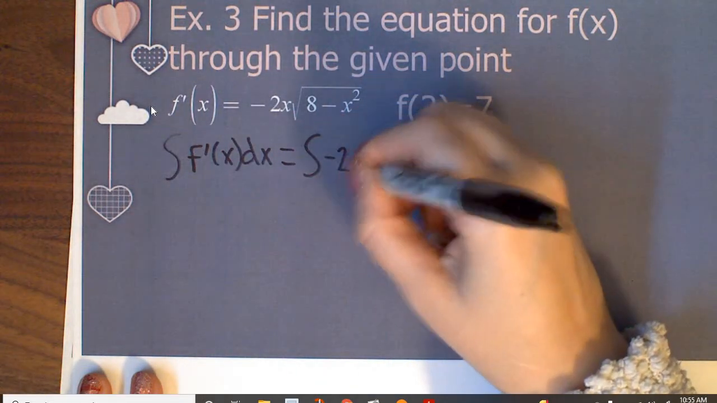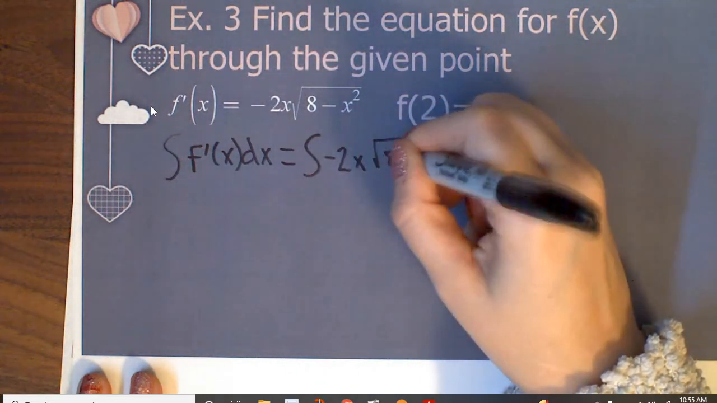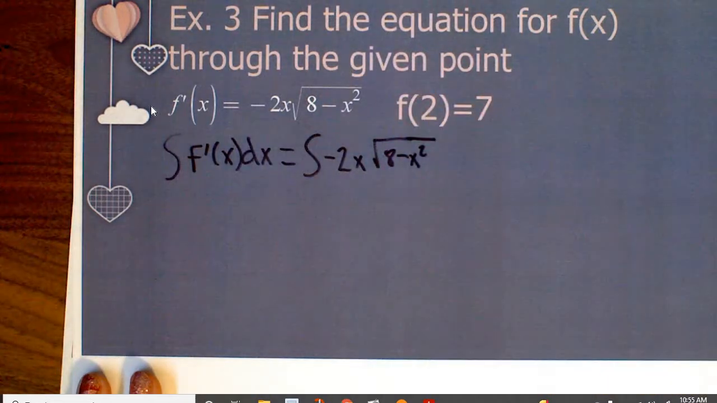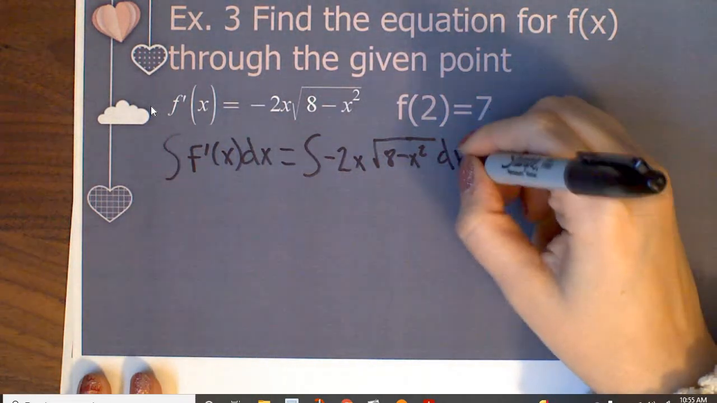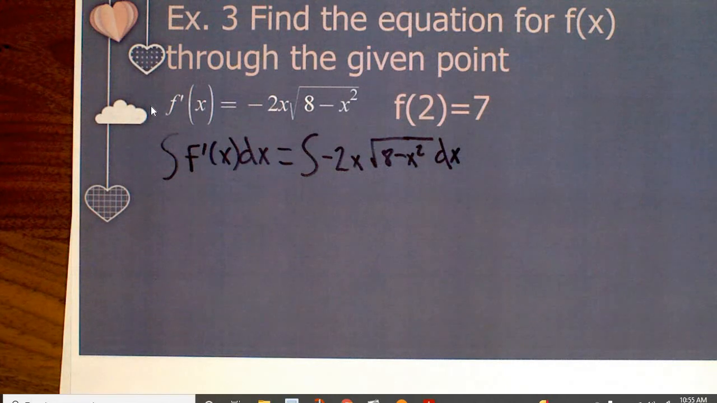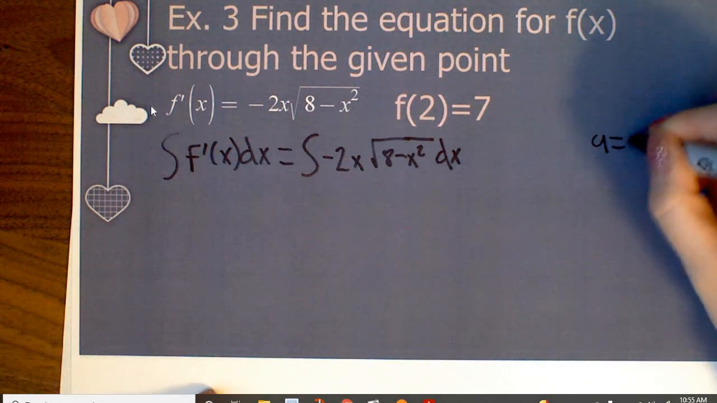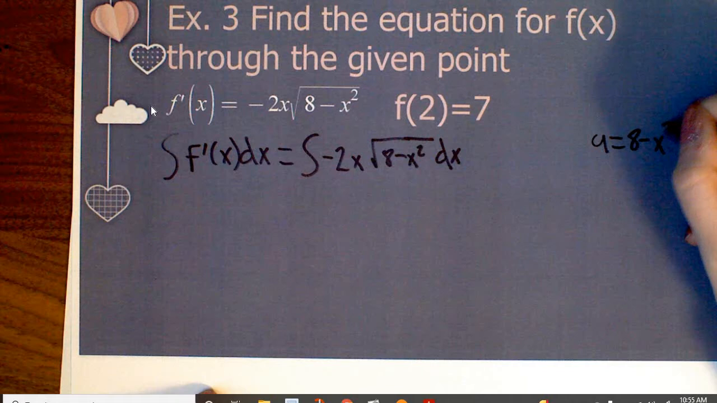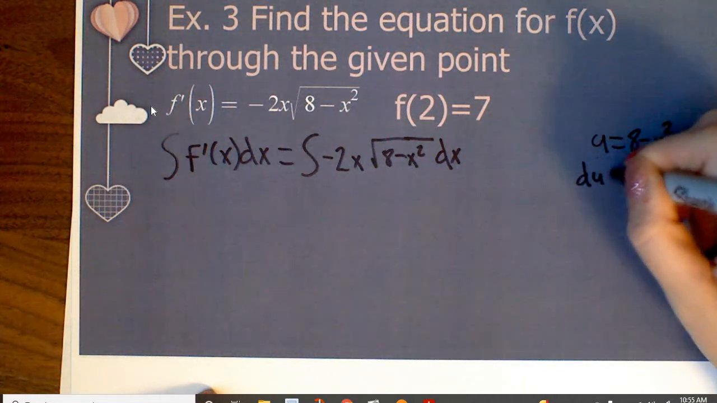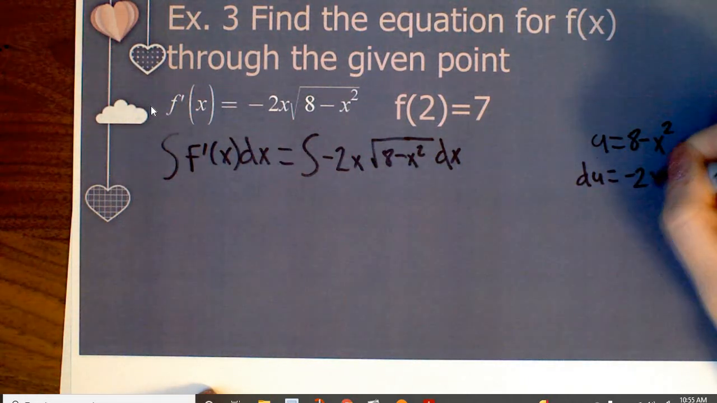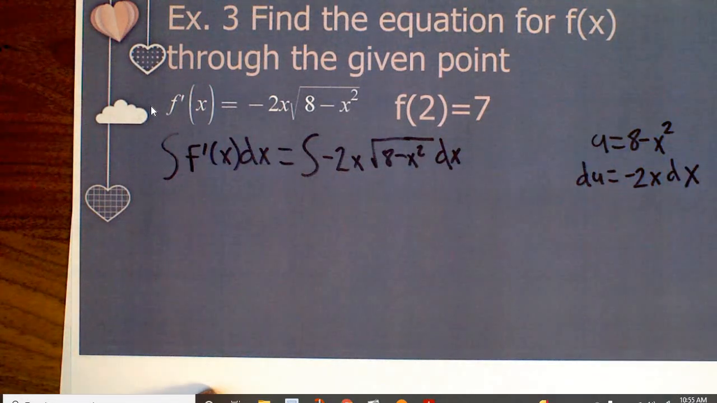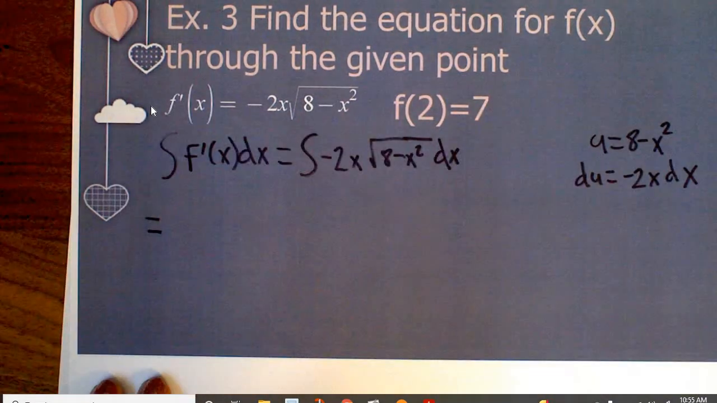We plug in our f prime of x, and notice that we have a square root. There's stuff inside of our square root, so we are going to need to use u substitution. So I'm going to let my u be 8 minus x squared. And lucky for us, everything is kind of sucked up into our u sub, so we don't have to worry about dividing out by anything.